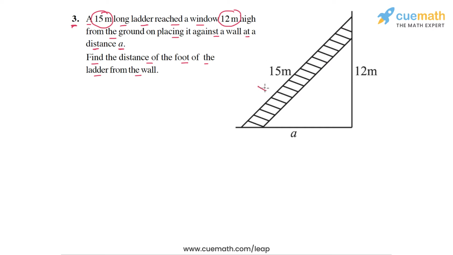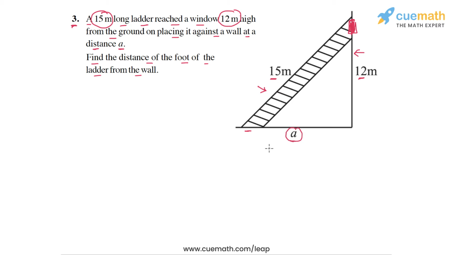So we have this ladder that you see that is 15 meters long, and this ladder is placed against a wall. So this is the wall, such that it reaches a window. The window would be somewhere here, and this window is 12 meters above the ground, and the foot of the ladder is at a distance of A meters from the wall. Okay, so we have to find this distance A.